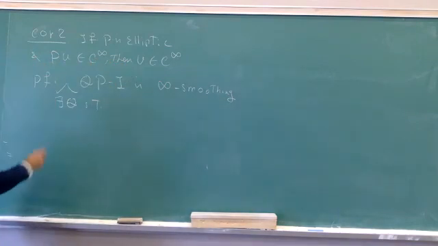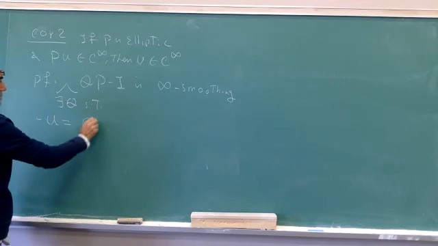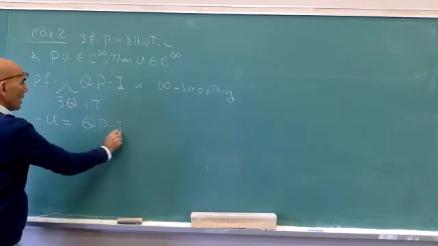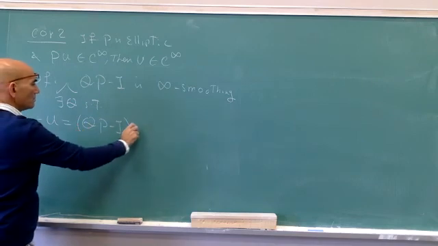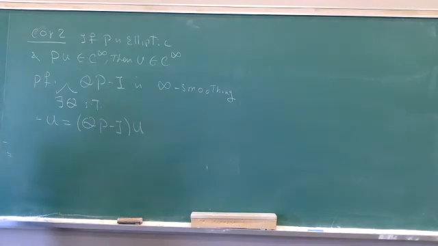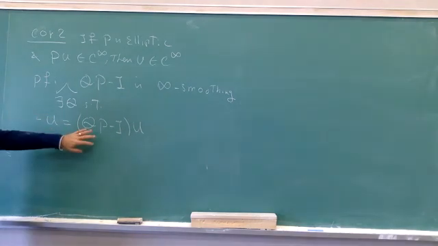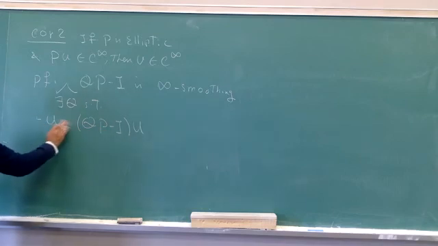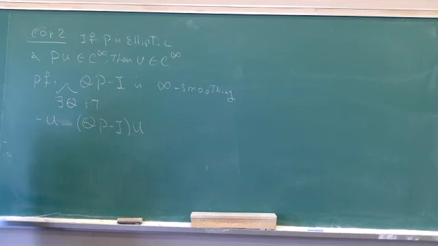All right, so then what can we do? We can just write minus U is equal to QP minus I times... is that it? No, that's not correct. You need Q also to be sending C infinity solutions to C infinity, because otherwise that doesn't work. Okay, Q sends C infinity to C infinity. Then we are done.